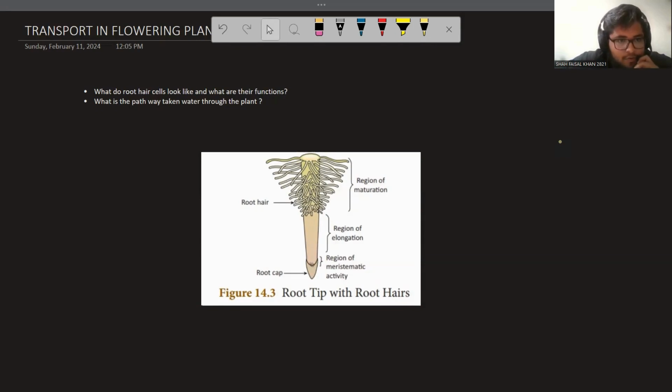So today we are going to do the chapter transport in flowering plants. In today's topic, our objectives, which we will cover, are: what do root hair cells look like, and what are their functions, and what is the path taken by water through the plant.